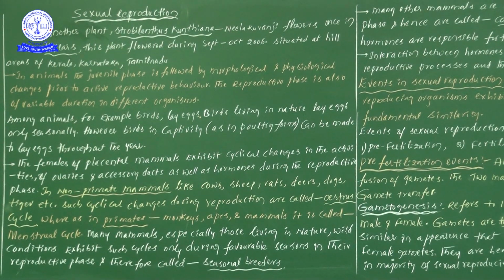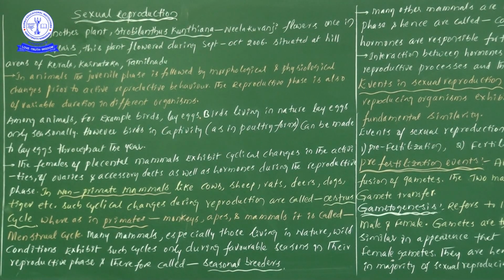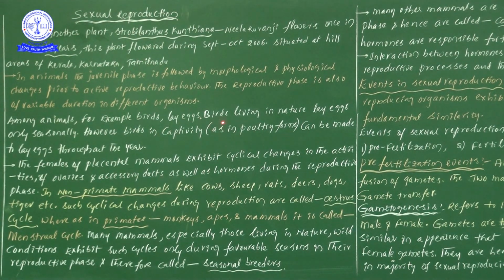You understood the point, but try to save one particular point in your mind. What is that? Suppose the birds are living in nature, under natural atmospheric conditions, such birds give eggs or lay eggs only seasonally.